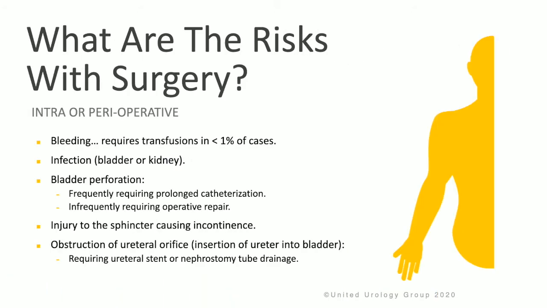The risks with TURBT include bleeding, but transfusion is only required in fewer than 1% of cases. Infection is a risk, bladder perforation is a risk, and this frequently would require a prolonged catheterization, infrequently requiring an operative repair. Injury to the sphincter causing incontinence, or obstruction of the ureteral orifice, which are the insertions of the ureter into the bladder. When this occurs, it's necessary to place ureteral stents or drain the kidney directly with nephrostomy tubes.